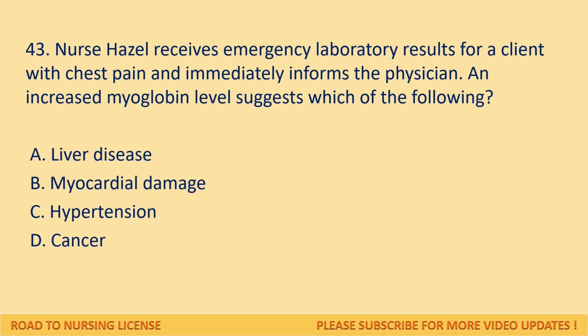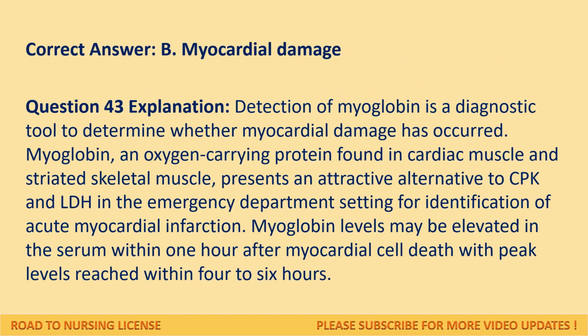Nurse Hazel receives emergency laboratory results for a client with chest pain and immediately informs the physician. An increased myoglobin level suggests which of the following? A. Liver disease. B. Myocardial damage. C. Hypertension. D. Cancer. Correct answer, B. Myocardial damage. Question 43 Explanation.